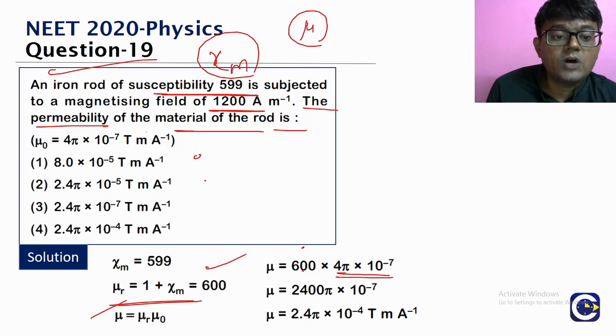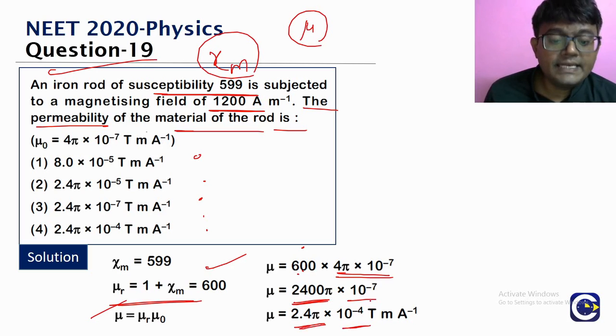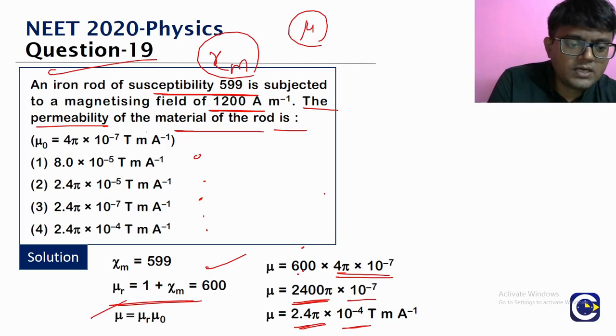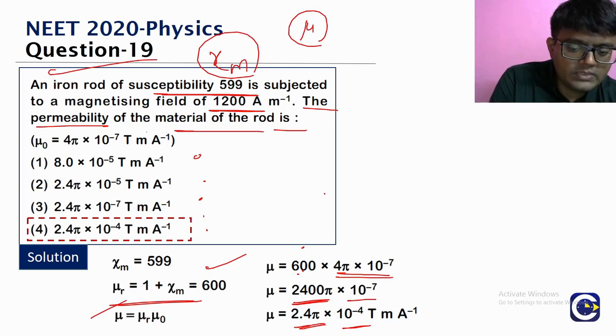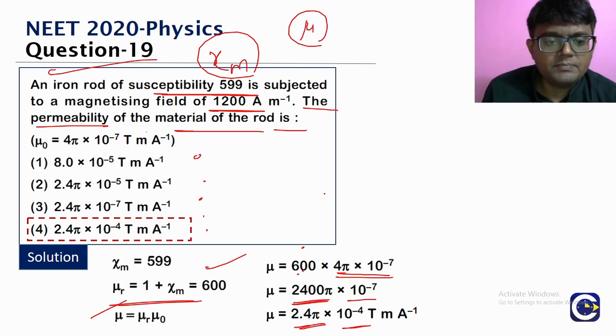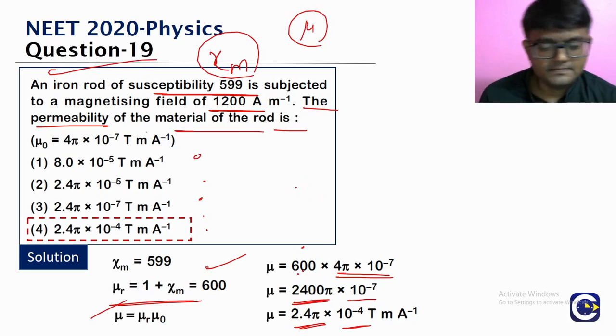If you look at these options, they are not simplifying the pi, they are keeping it as it is. So 600 into 4 is 2400 pi into 10 power minus 7. If you adjust the decimals, it means 2.4 pi into 10 power minus 4. What is the SI unit? Tesla meter per ampere. So the answer is 2.4 pi into 10 power minus 4 Tesla meter per ampere. Option 4 is the correct answer.